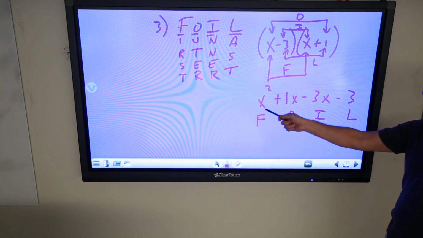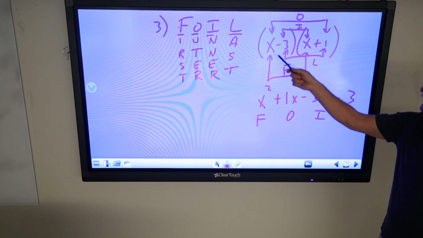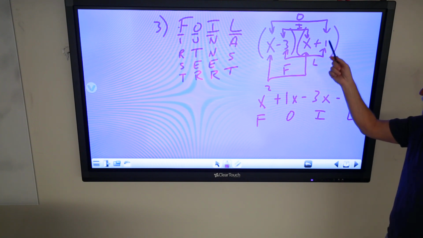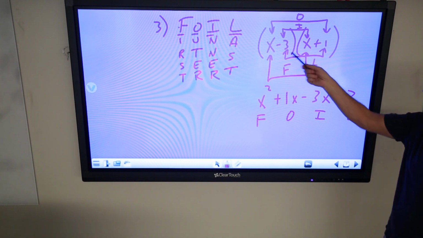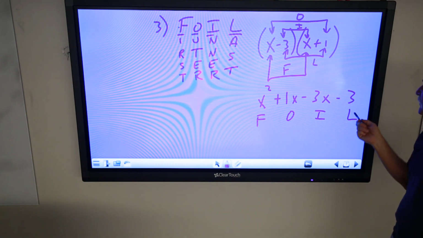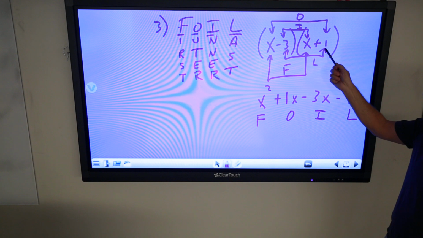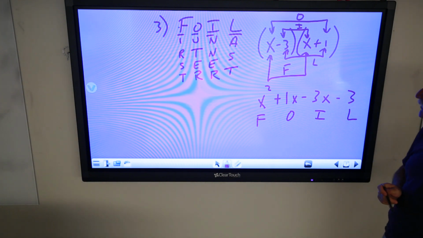First, the product, all right? The answer you get when you multiply first times first. Outer, the answer you get when you multiply the two outside ones. Inner, the answer you get when you multiply the two inner ones. And finally, last, the answer you get when you multiply the last in this binomial times the last in that binomial, and you get minus 3.